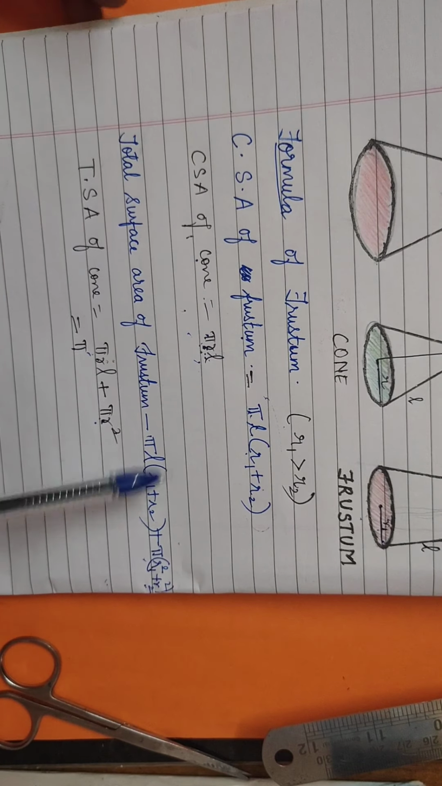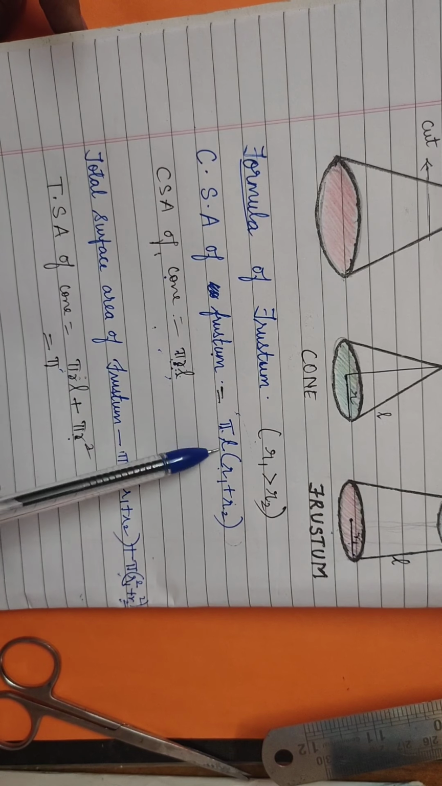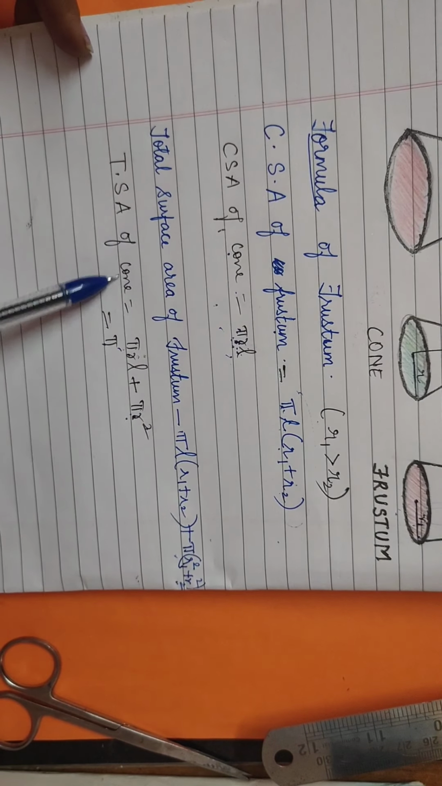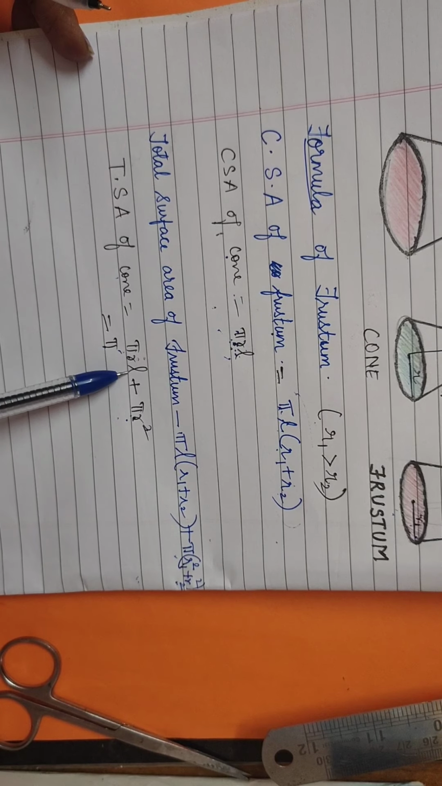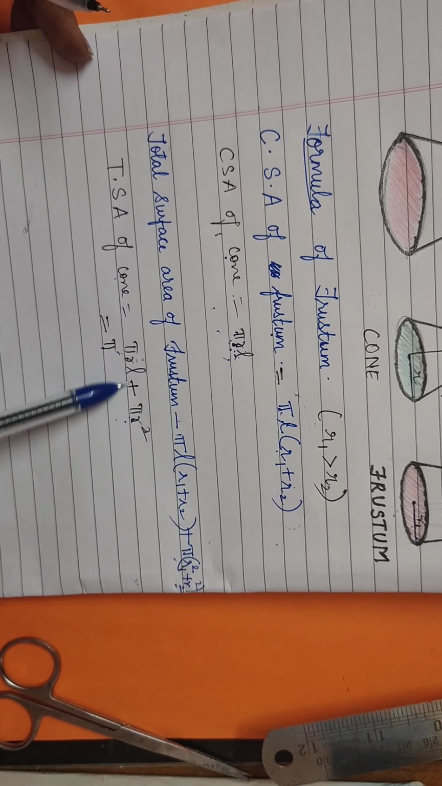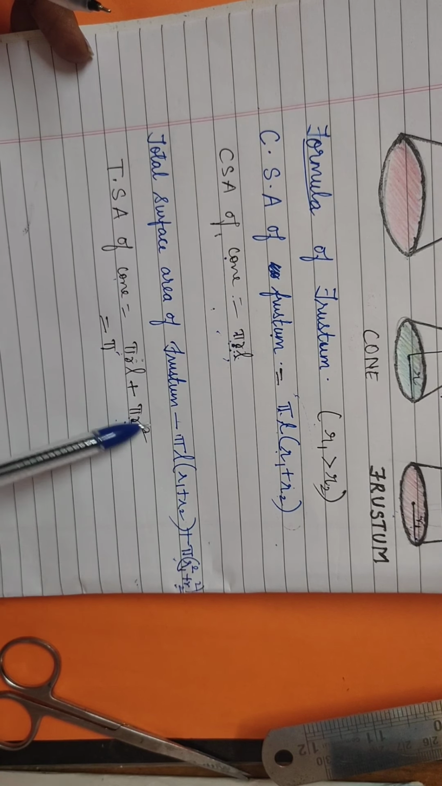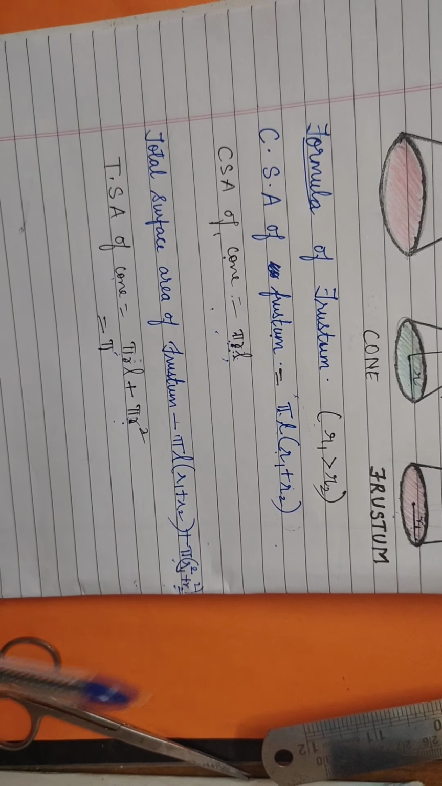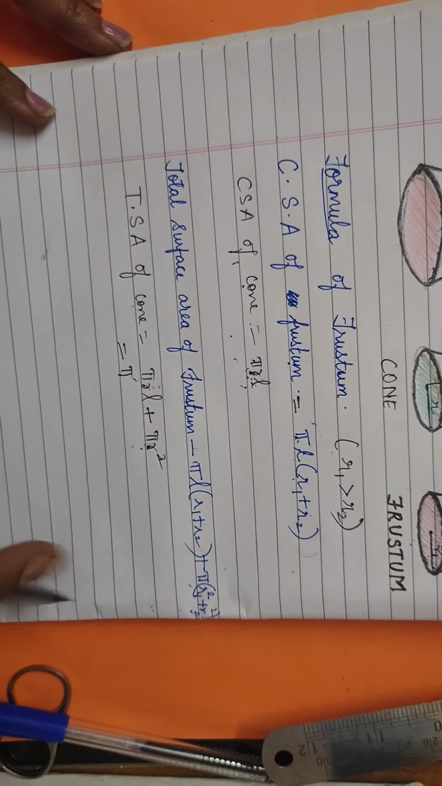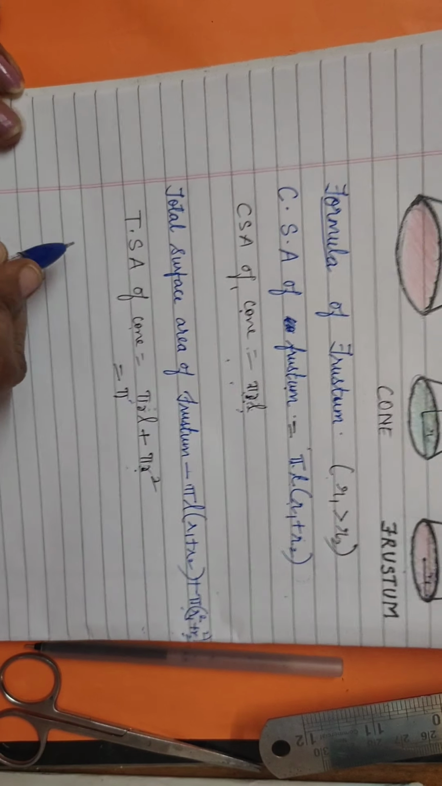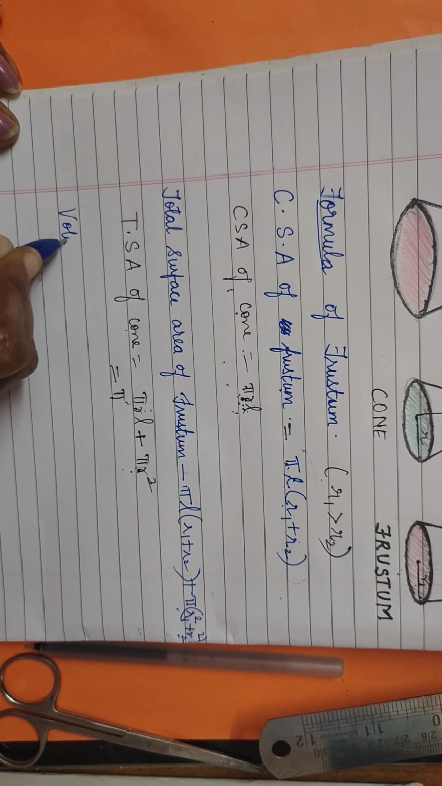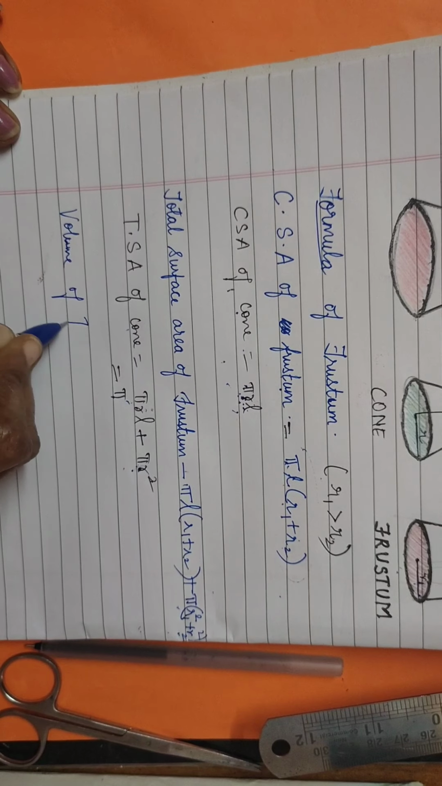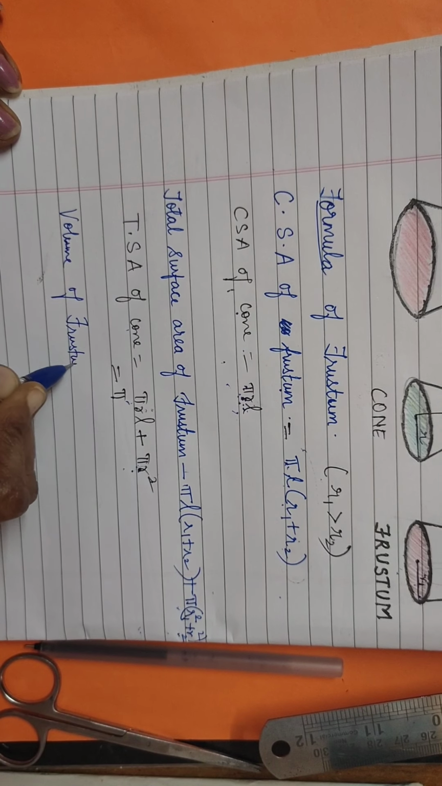I repeat again. Pi RL, so pi L and (R1 plus R2), and the cone formula is what? Pi RL, so we have copied the same, plus pi r square, pi, and in the place of r square we are writing R1 square plus R2 square. Clear everyone? Yes. Now let's proceed to the next one, volume of a frustum. What is the volume of a frustum?